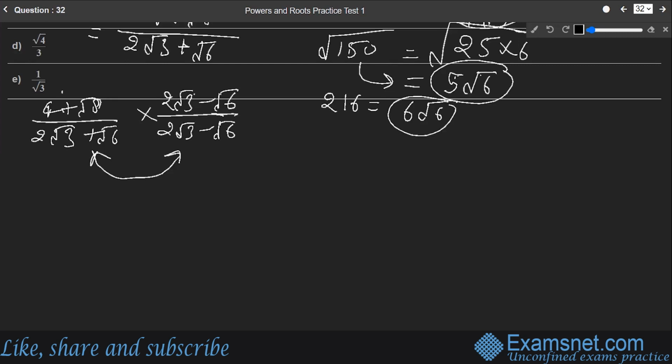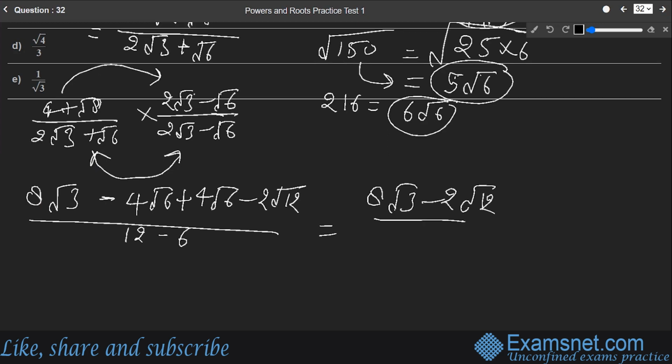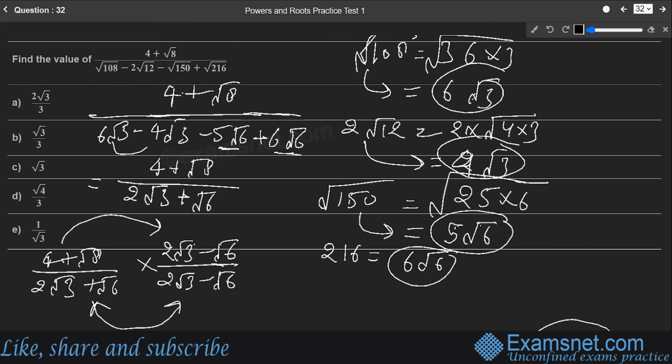On the numerator side it is simple multiplication. If we do that, the first thing is 8 root 3 minus 4 root 6 plus 4 root 6 minus 2 root 12, the product part, divided by a plus b times a minus b, which is a square minus b square, which is 12 minus 6. So it ultimately reduces to 8 root 3 minus 2 root 12 divided by 12 minus 6, which is 6. If we take the 2 common, we can write it as 2 root 3 divided by 3. So 2 root 3 divided by 3 should be the answer. Let us see the options. 2 root 3 over 3 is available in option A and becomes the right answer for us.